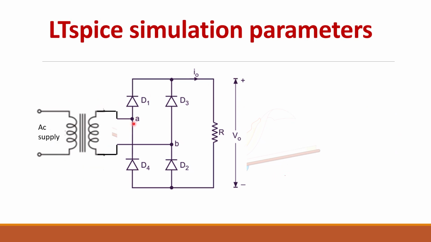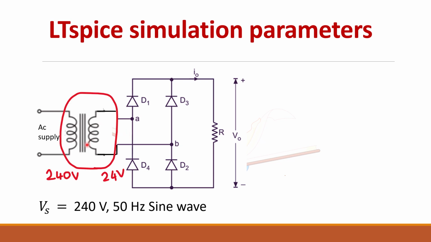So what is the simulation parameter I have taken? First, we need an AC supply. So I am going to give a 240 volt, 50 hertz sine wave. I have taken 240 volt so that I will get 24 volt here. So if you want, you can take 230 volt and also do the conversion.